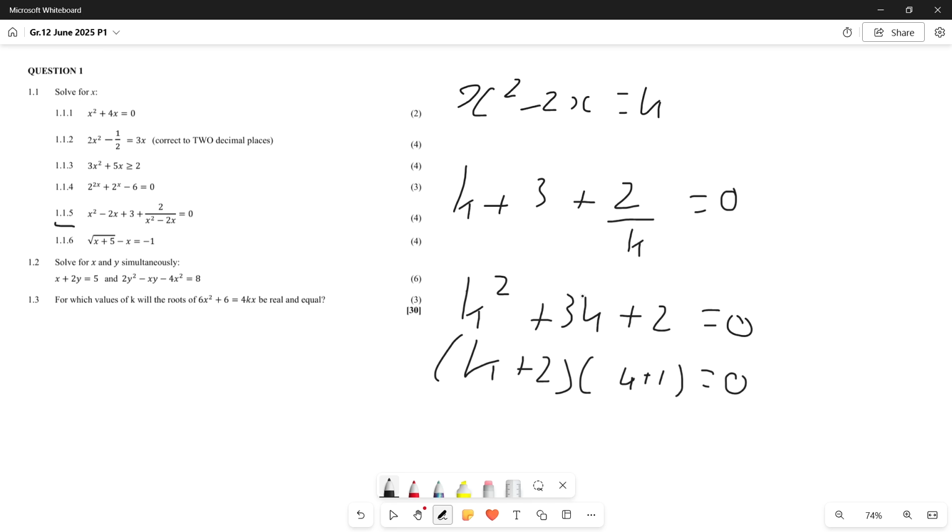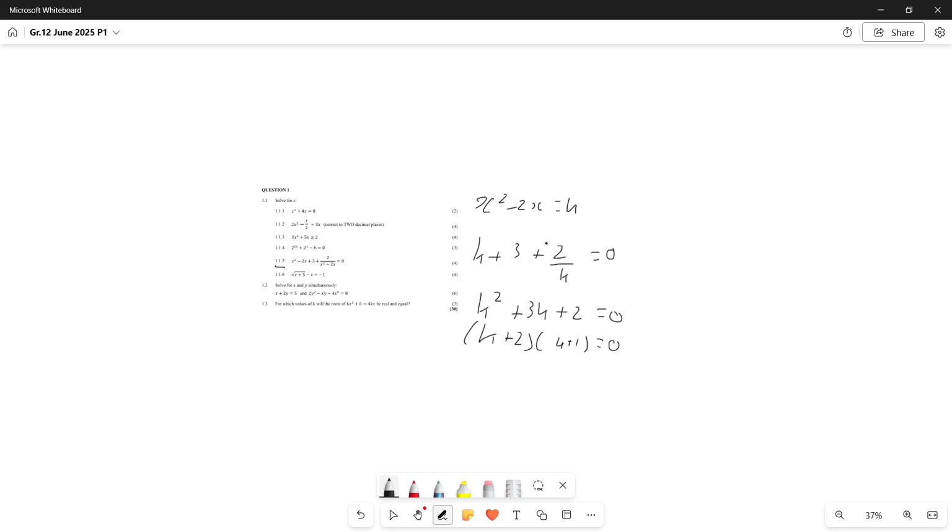These two guys will give us a positive 3 in the middle. And then at this stage, we're going to take it a step further. We're going to plug this x squared minus 2x back in after we've solved it. So k equals -2 or k equals -1. So we have those two options, and then we're going to plug each thing back in.